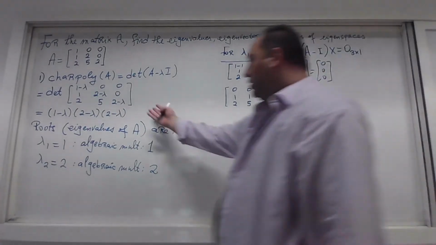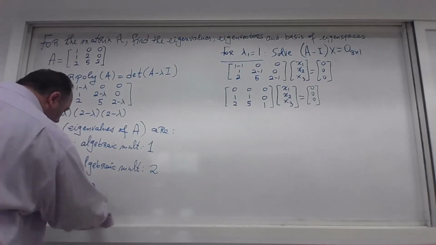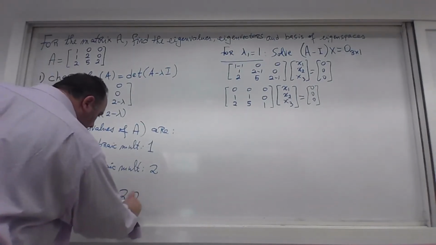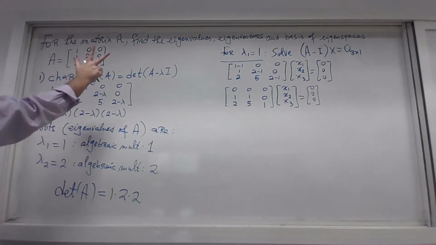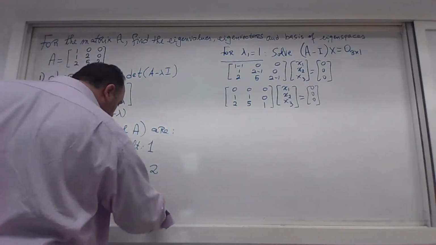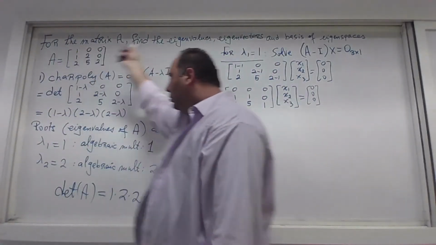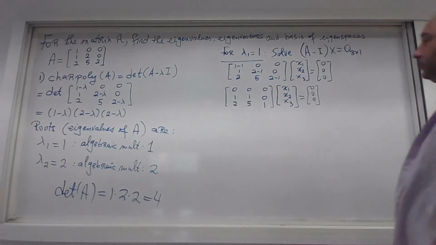Oh, by the way, what's the determinant of matrix A? Just for fun. Determinant of A is the product of all the eigenvalues. So it's 1 times 2 times 2, because 2 is repeated twice. 1 times 2 times 2. A 3 by 3 matrix has 3 eigenvalues: 1, 2, and 2. So this is 4. Well, if you don't believe me, multiply. You have a triangular matrix.